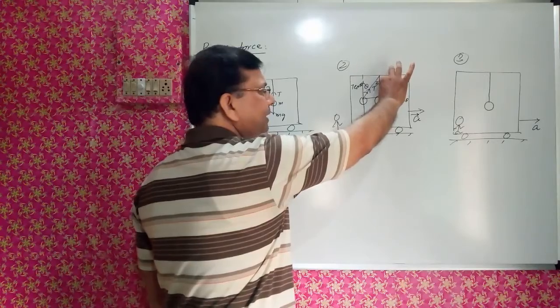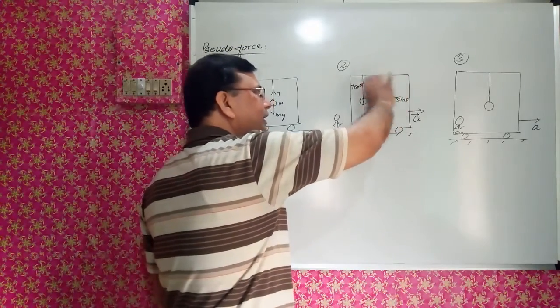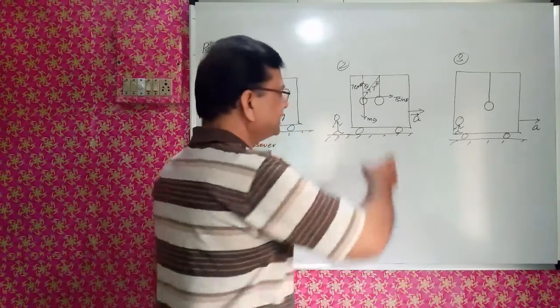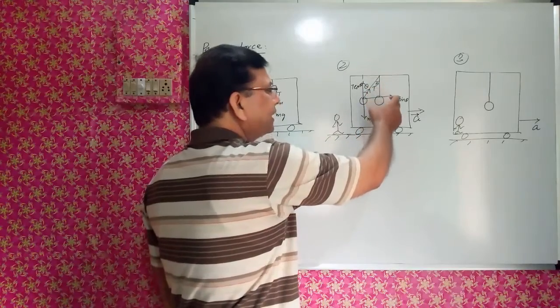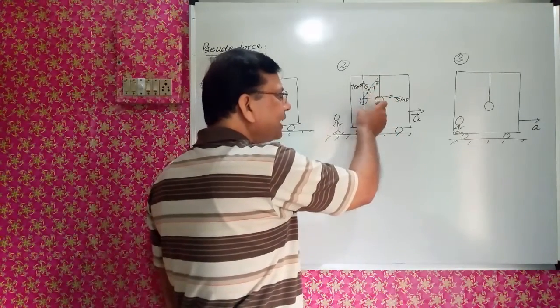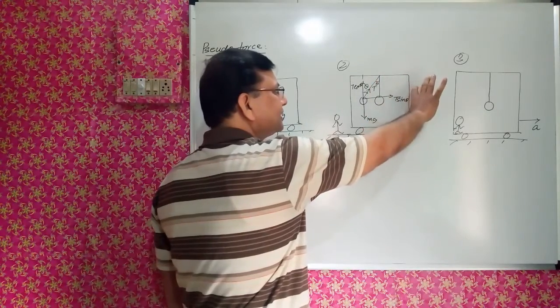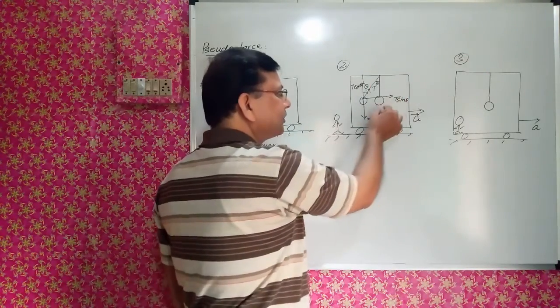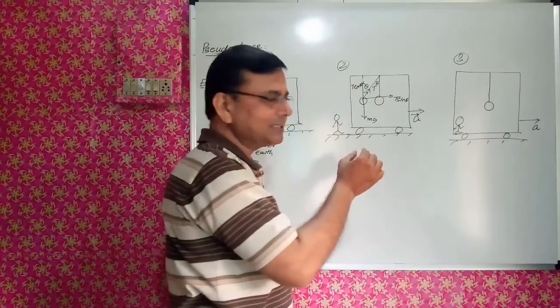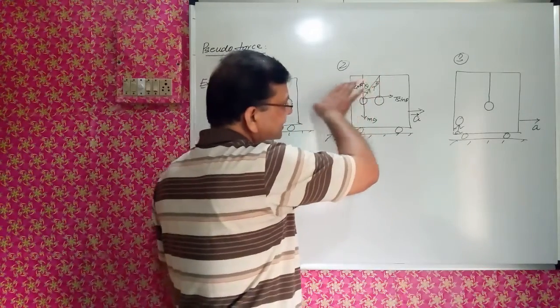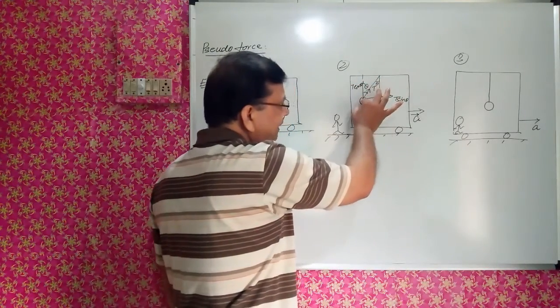If it had been a rigid support along with the trolley, the whole system would have moved. But since it is a string, some force is required to take it along, because the upper part is attached to the trolley. So the upper part will move, but by inertia the bob will remain at its place. Its position will be something like this. The trolley will be moving with acceleration, and the bob will come over here.